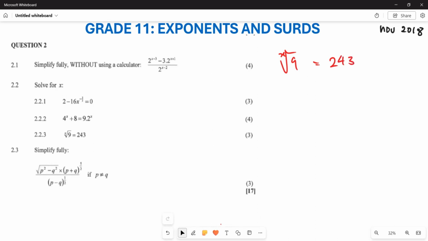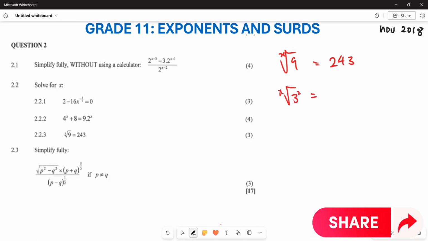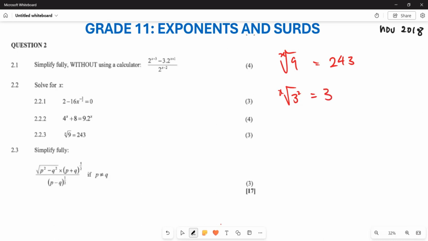Now, what is the first thing that you can do here? Now, if you can solve this, firstly, what is going to be your root? This is the same as x to the power of 1 over 2. Now, what is 243? When you write 243 in factor form, you're going to get that this is the same as 3 to the power of 5. If I'm not mistaken, yes.